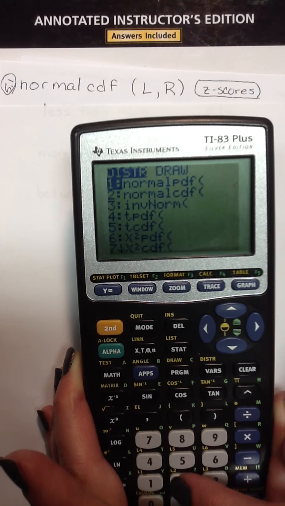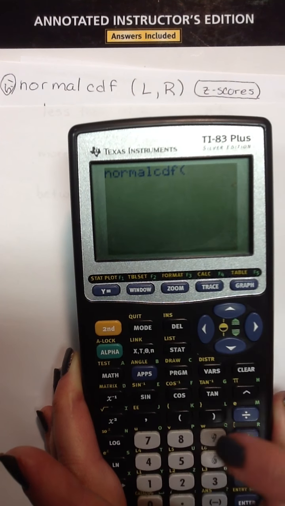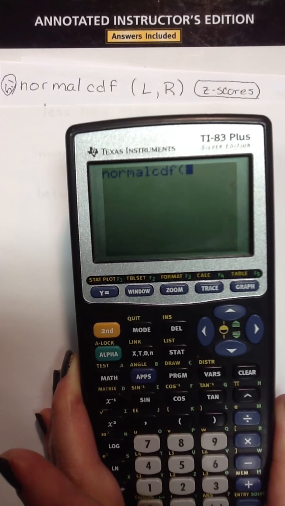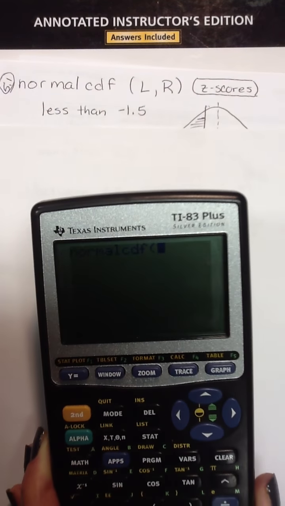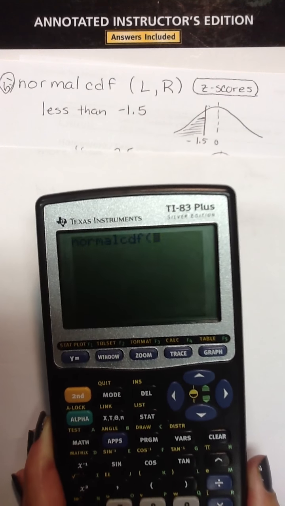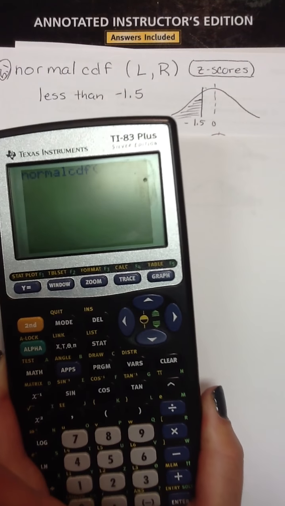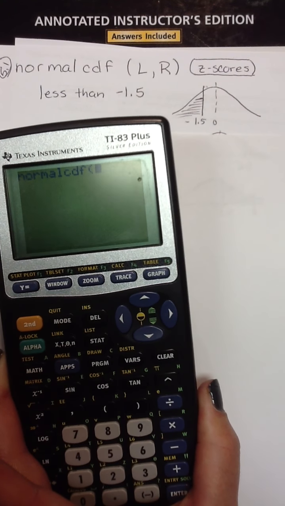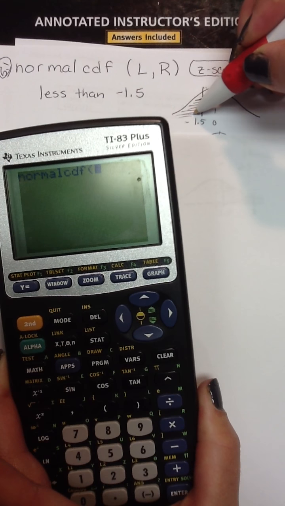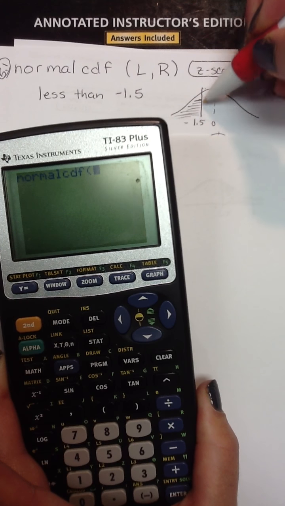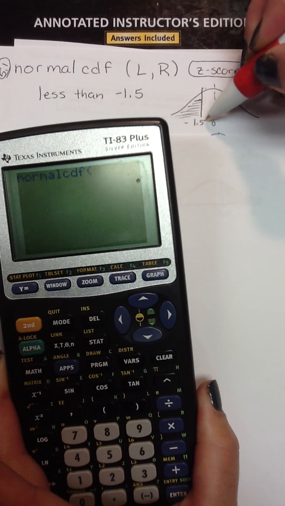So I'm going to hit the number 2 to get that normal CDF function. And now I'm going to give you some examples and show you with these. Let's say we have less than a negative 1.5. So I'm trying to find the probability or the area under the curve less than a negative 1.5.